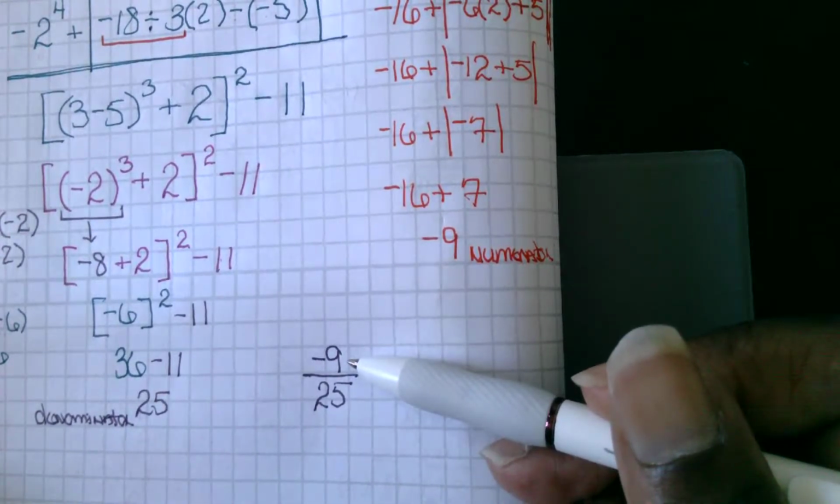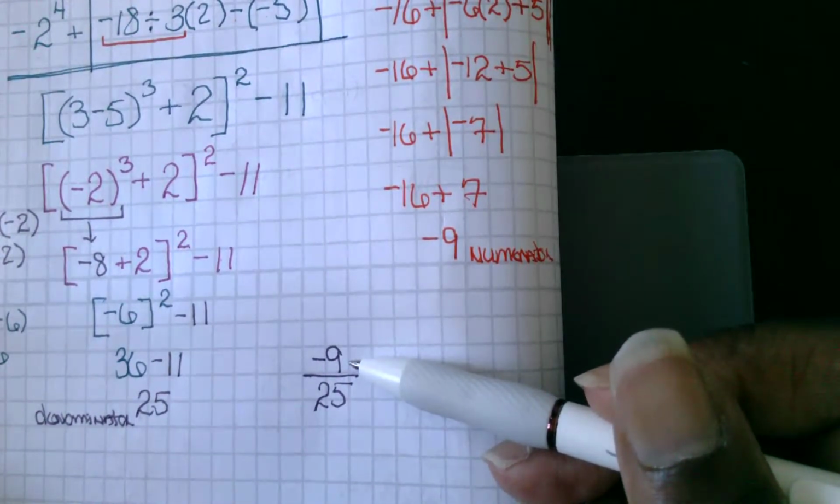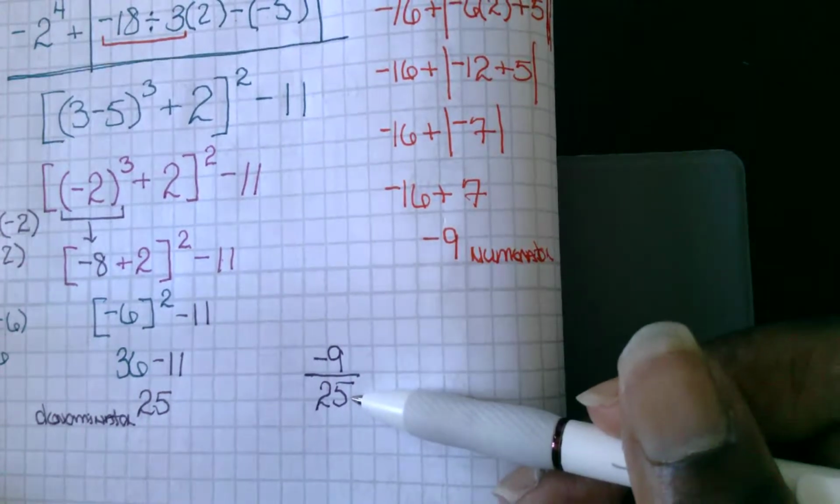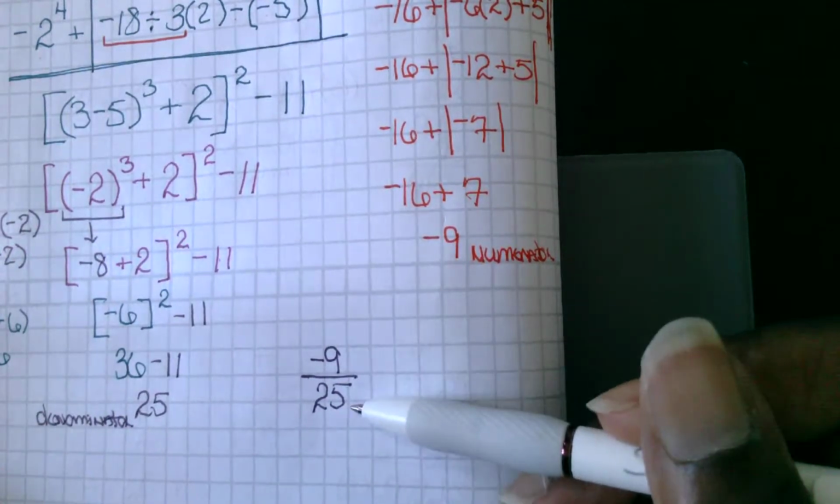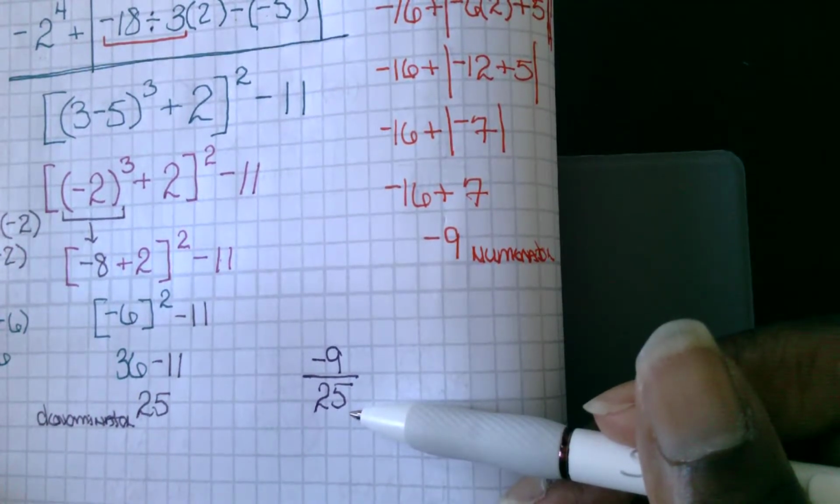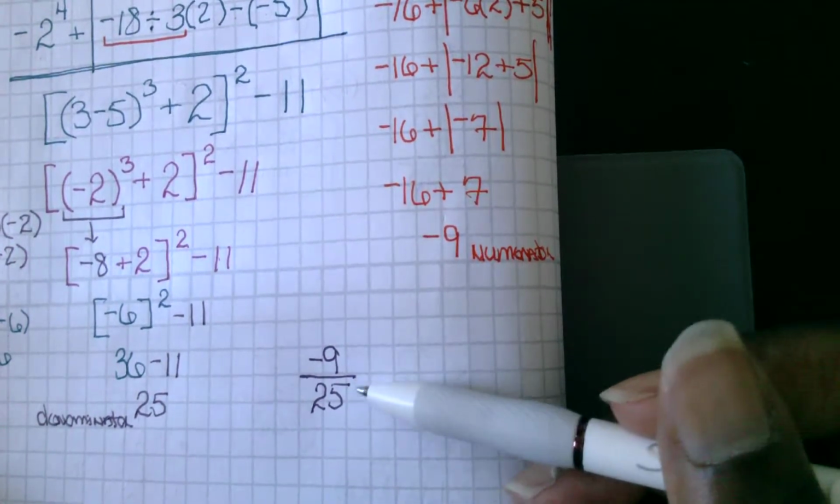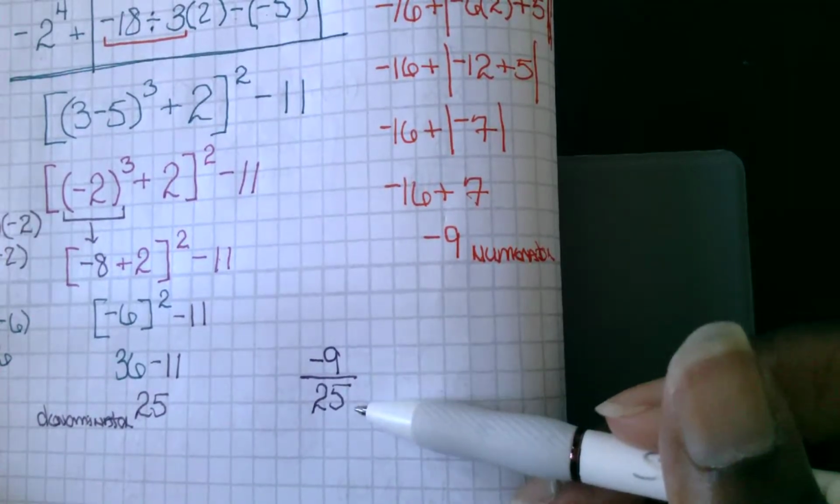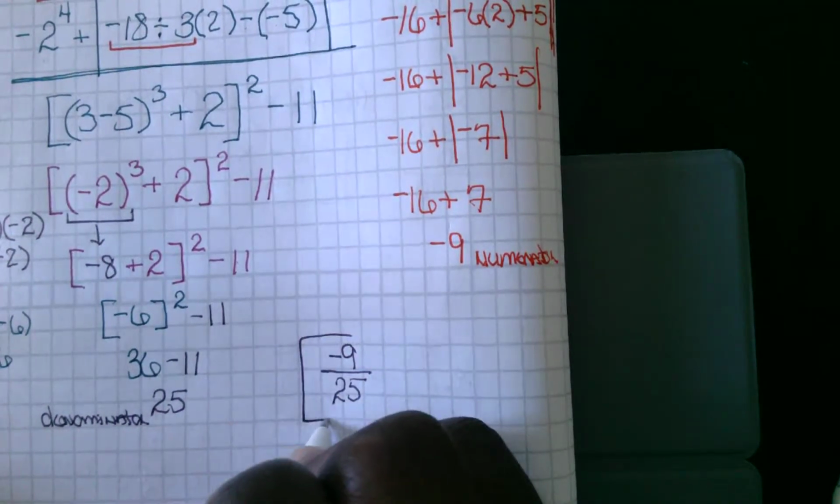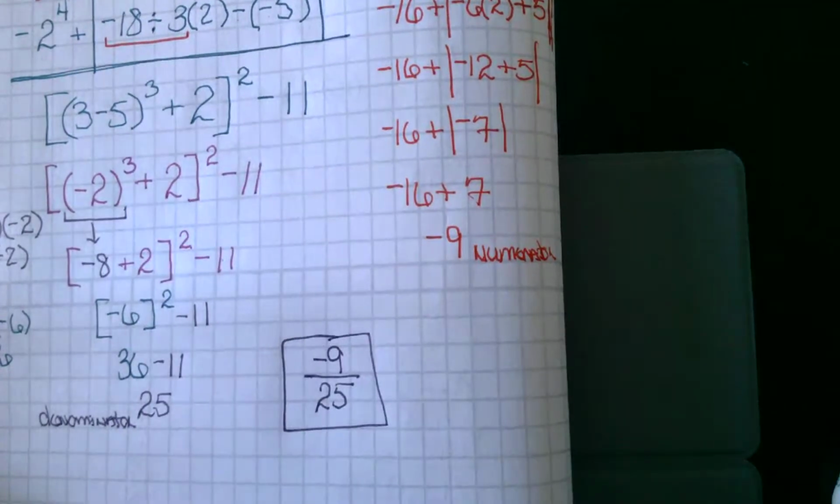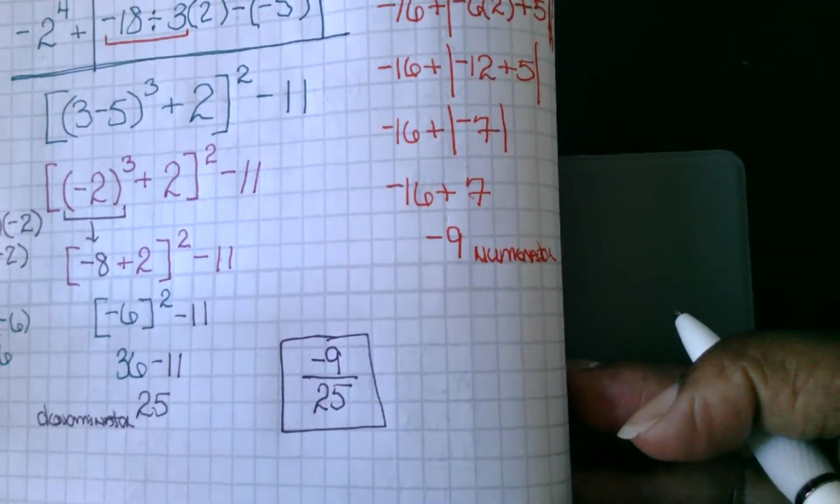9 shows up in the 1s, the 3 times table, and the 9s. 25 shows up in the 1s and the 5s times table. So the only thing they have in common is 1, right? If I divide anything by 1, it's just going to give me my original answer. So this is your final answer.